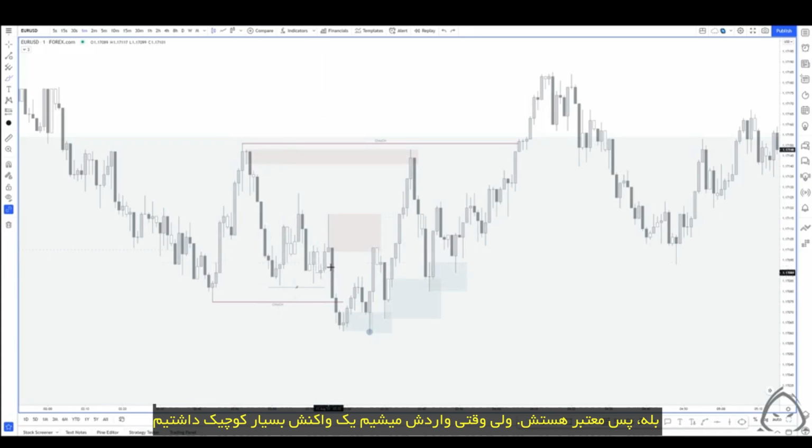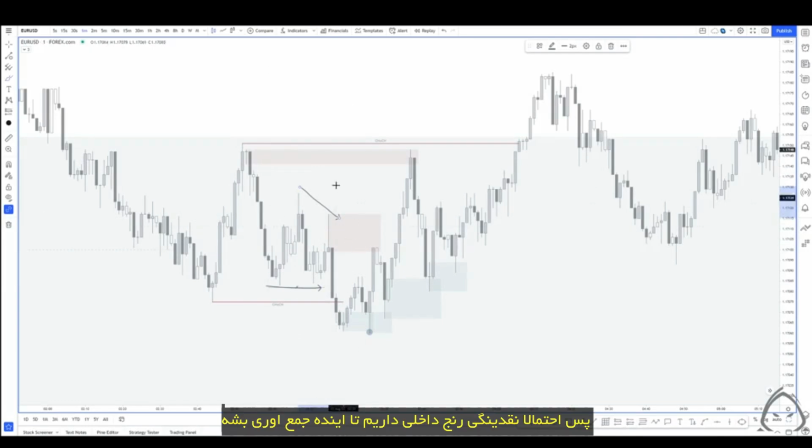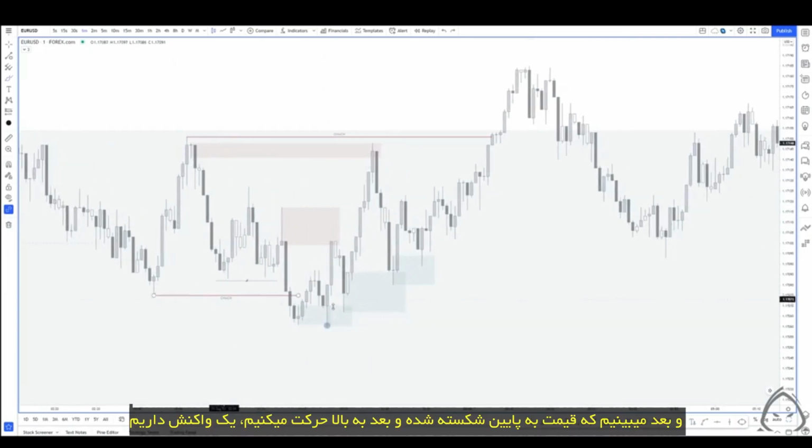But then what we can see is when we react off of it, we get a slight reaction. What are we dropping? We're dropping equal lows. What is likely to happen? We're going to break to the downside. We also see these structural highs. So chances are internal range liquidity for future use. And then what we can see is we break to the downside. Then we start to move to the upside. We get a reaction to the upside.